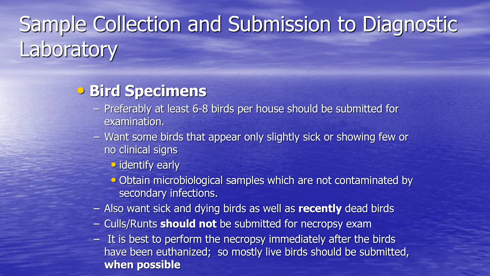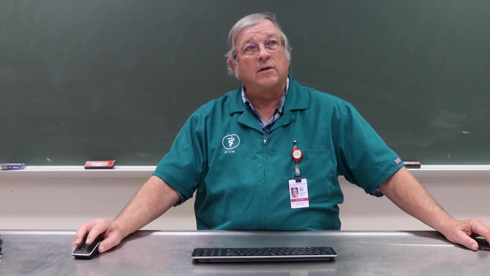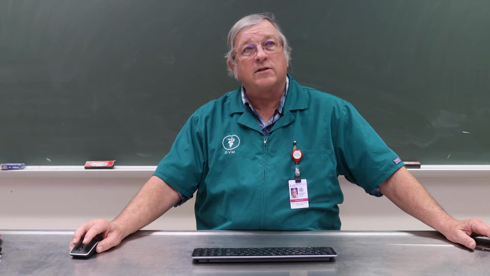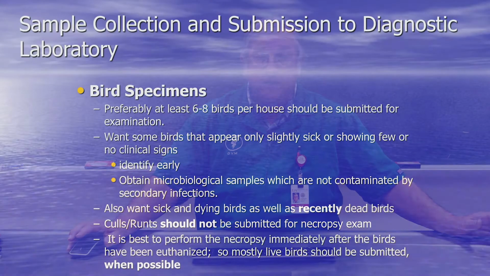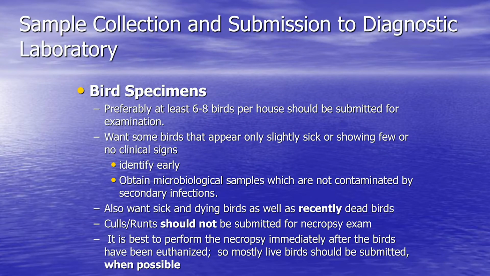Bird specimens. Most diagnostic labs prefer to have about 6 to 8 birds per house. If you can't really spare that many, it's a good idea to talk to the people at the diagnostic lab and find out how many birds they would like. Usually they want some birds that appear slightly sick, some birds that are showing clinical signs, and then some without any signs at all. And the goal of that is to identify disease as early as possible, and to obtain microbiological samples that are not contaminated with any secondary infections.